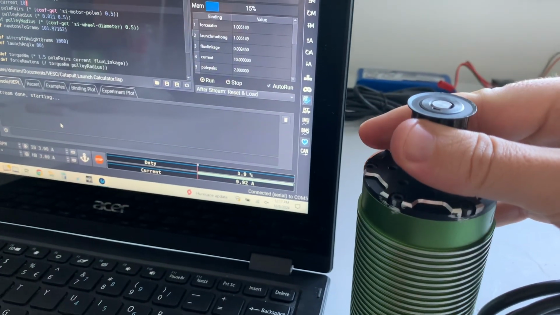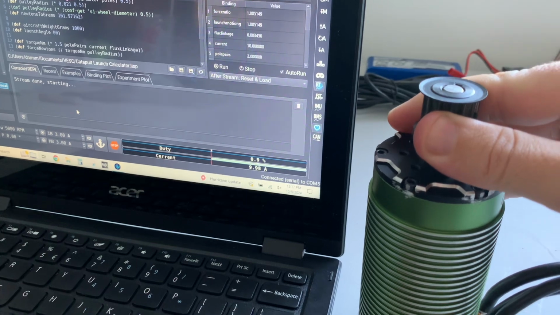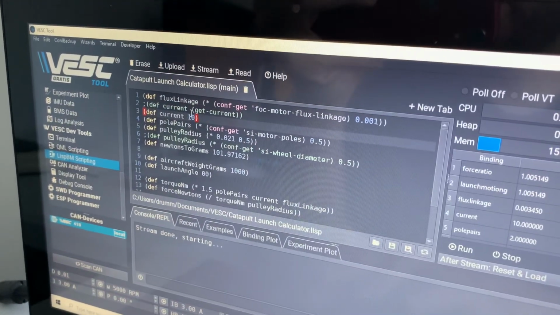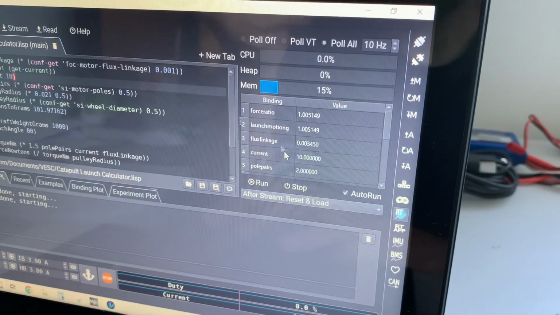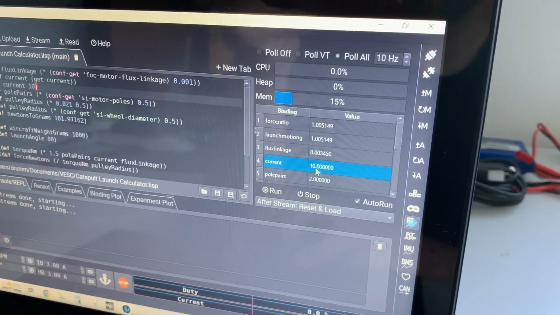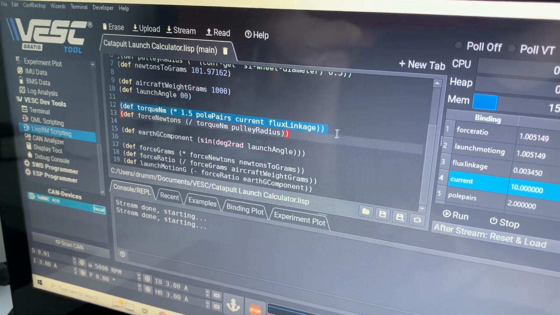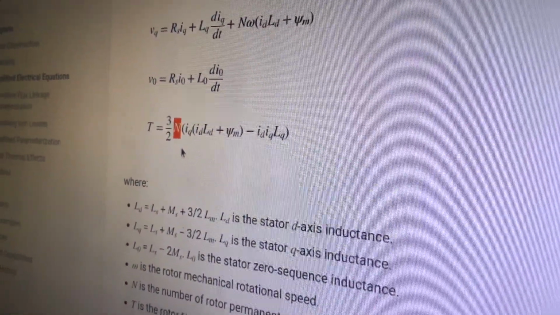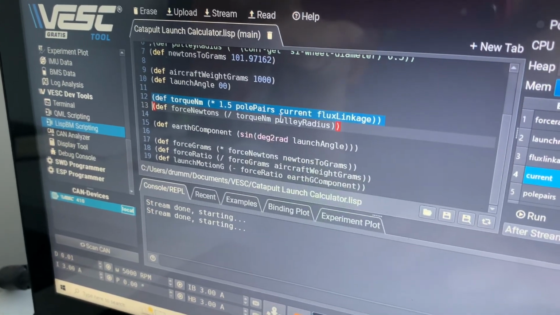If I put a motor phase current limit on the motor, it will cap the phase current at 10 amps. And just to demonstrate the code here, I'll stream the code, and with 10 amps of current, we can use this equation right here, which is one of the field-oriented control equations in order to figure out shaft motor torque even in the rotating reference frame.